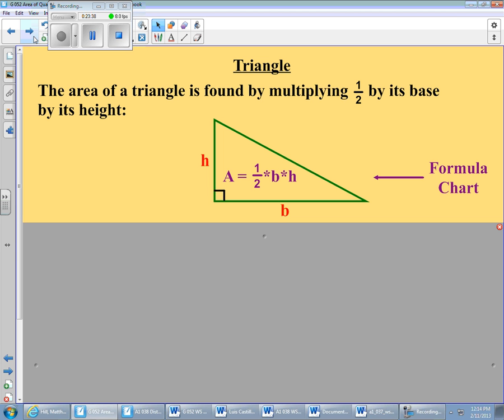And once again, when you're dealing with a triangle, just like with any of the quadrilaterals, your base and your height, wherever they are, don't have anything to do with being on the bottom or going up and down or anything like that. It has to do with the two sides that are perpendicular to each other. So 1/2 times base times height, and you will find this formula on your formula charts.